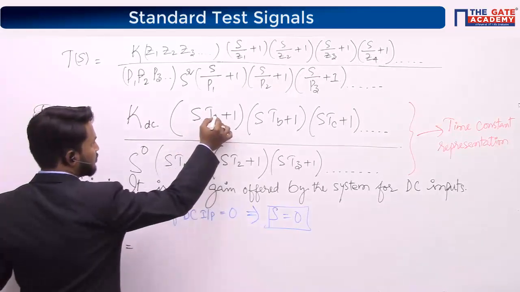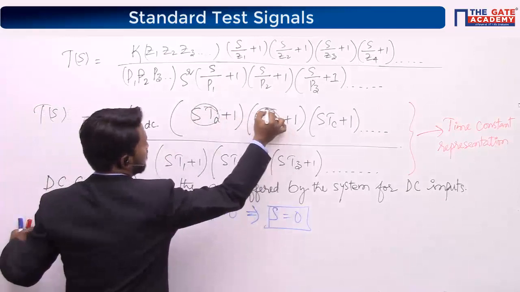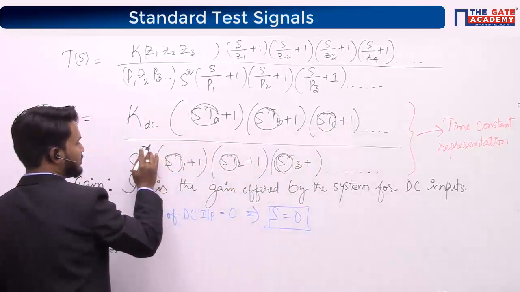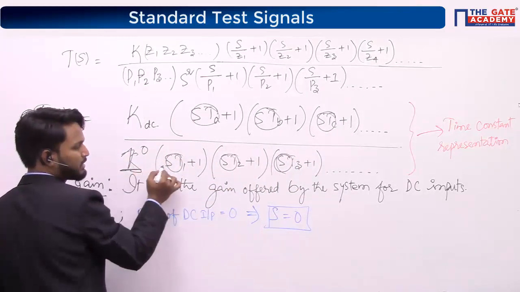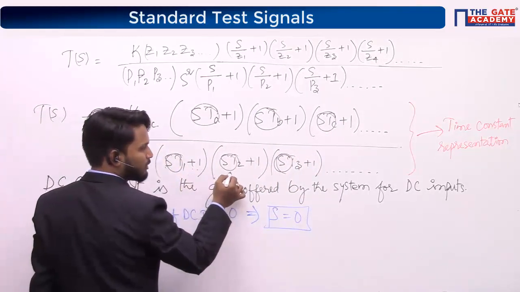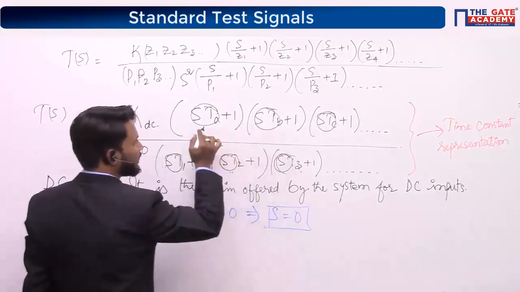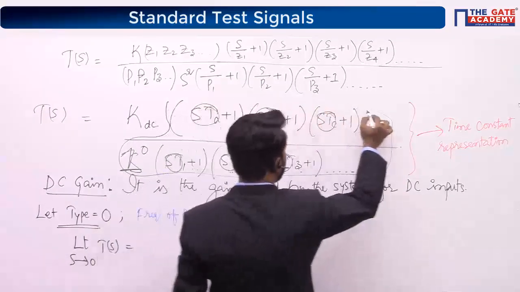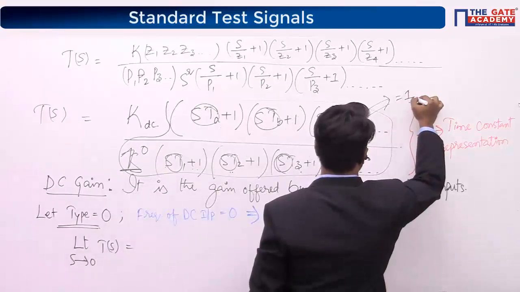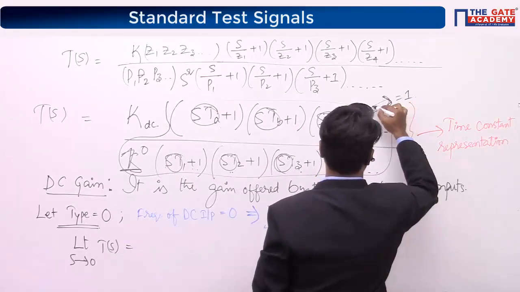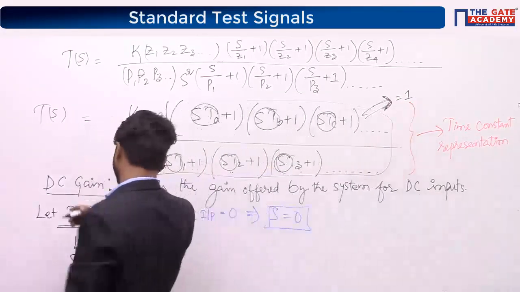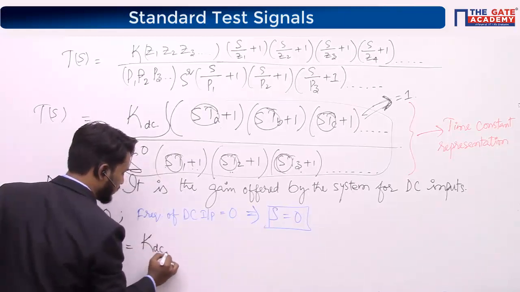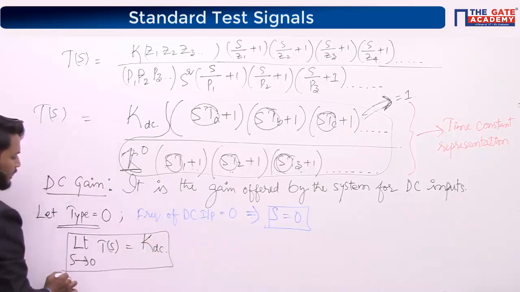See, this is 0, this is 0, this is 0, this is 0, this is 0, this is 0, this is 1. 1 multiplied by 0 plus 1, 1, multiplied by 1, multiplied by 1, right? So this entire thing is equal to what? Is equal to 1. Only thing that is left is KDC. Therefore, limit S approaches 0, T of S is equivalent to KDC, right?